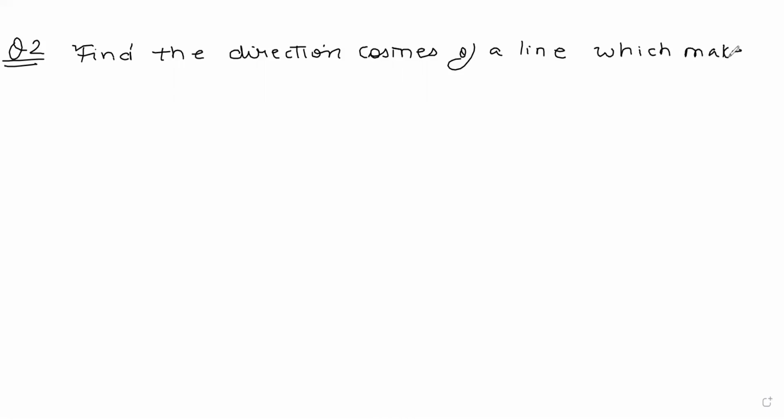Find the direction cosines of a line which makes equal angles with the coordinate axis. Okay, so this is the question given to us. Let's quickly read the question again. We need to find the direction cosines of a line which is making equal angles with the coordinate axis.